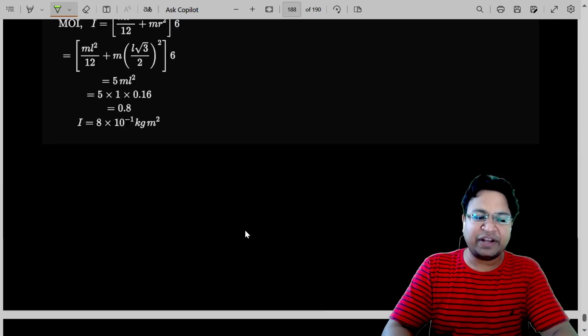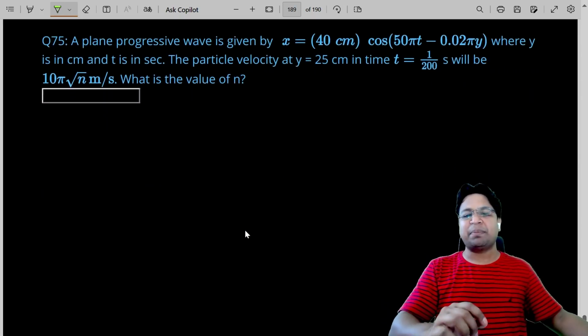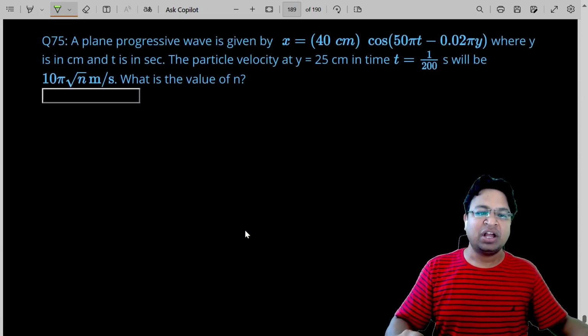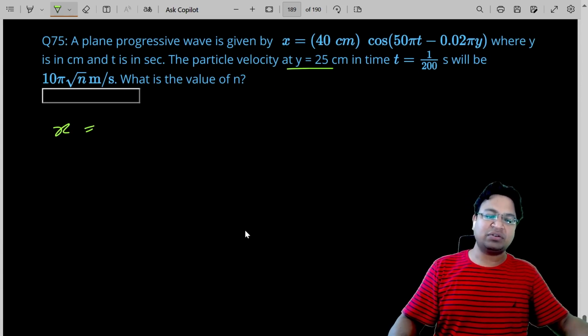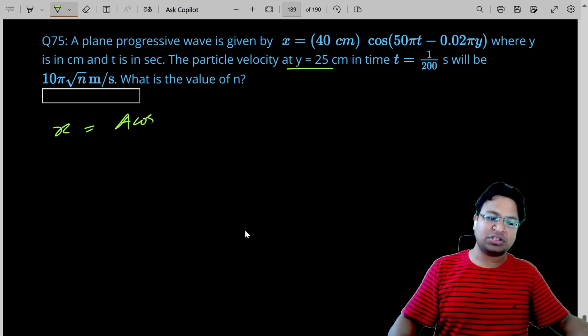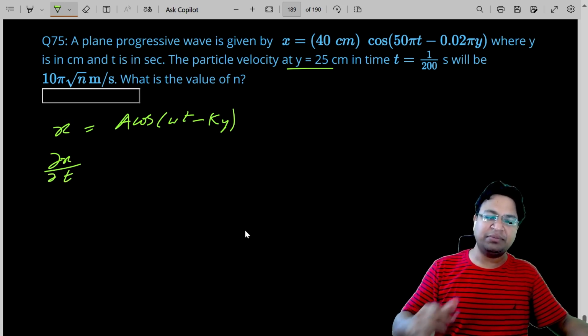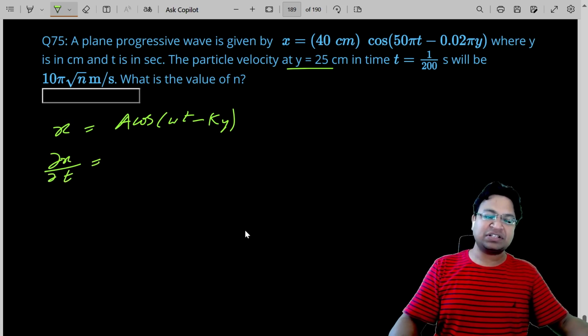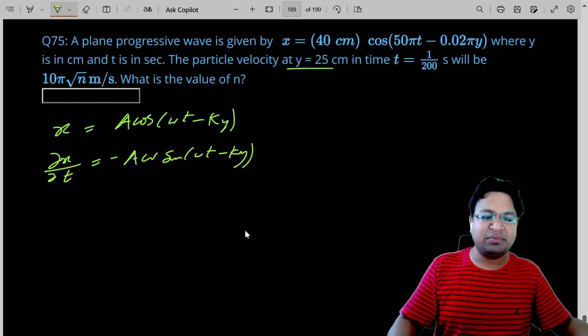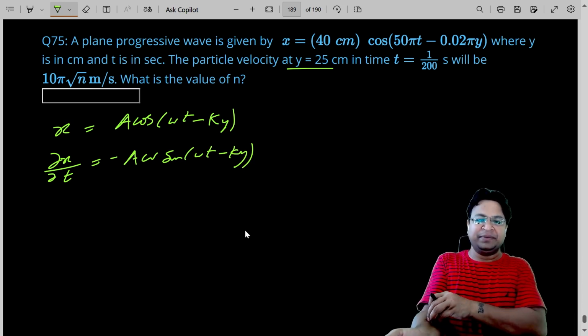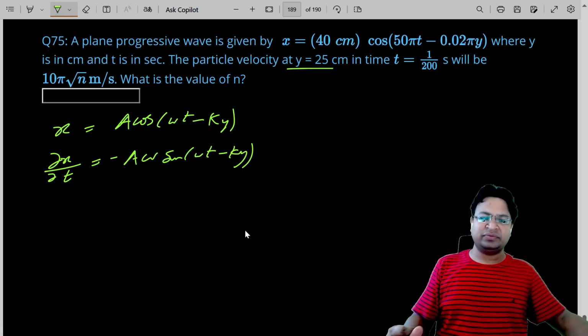Okay, that brings us to the final question of this session, question number 75. It says a plane progressive wave is given by this much, a particle velocity at this and this will be. So the equation is given to us as x equals A cos, let's say omega t minus ky, something like this. The particle velocity is given by the derivative of x with respect to time, right? So that gives us the particle velocity. It will become A omega sine of omega t minus ky. We can put a minus sign also here, but we will be answering in terms of the speed, so we'll ignore the negative sign.